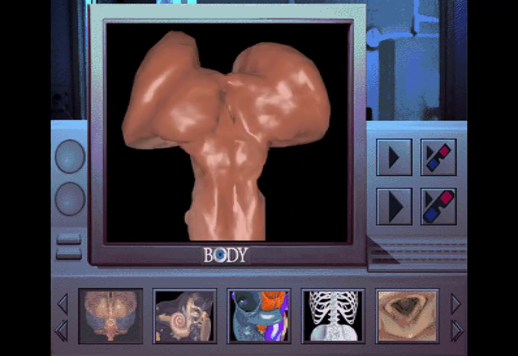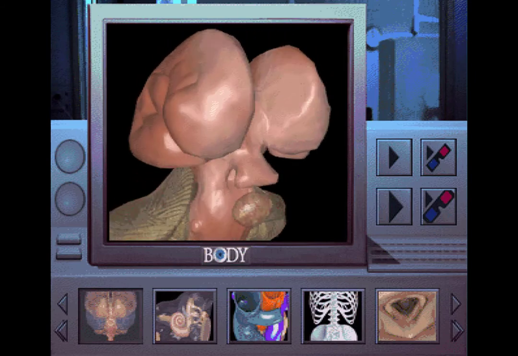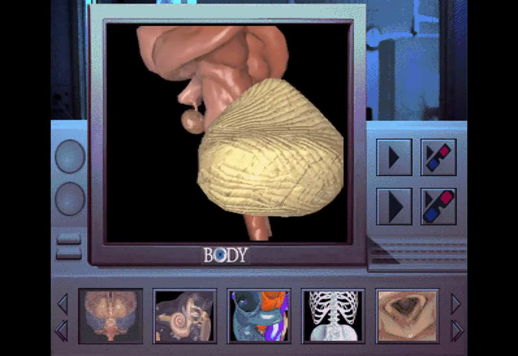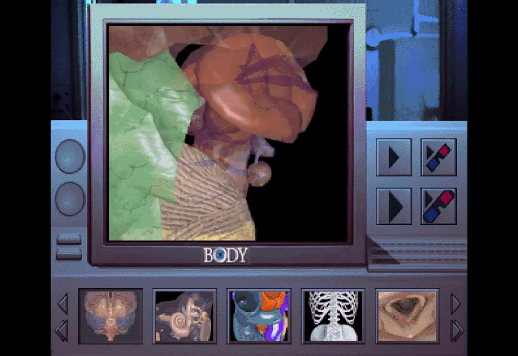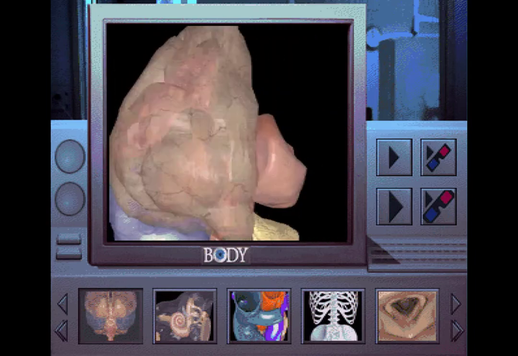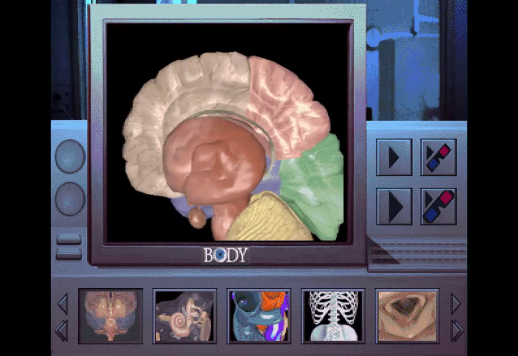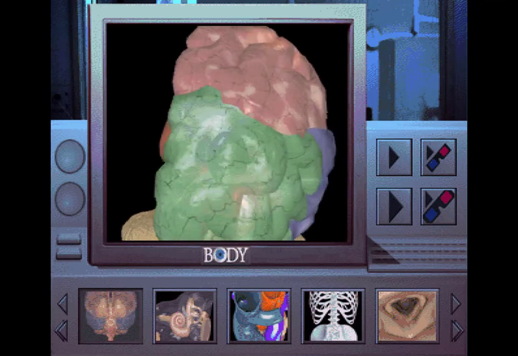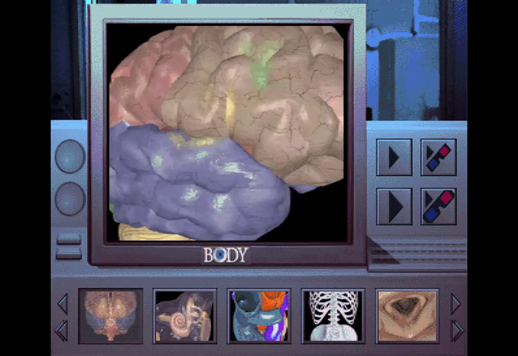Brainstem. Pituitary. Cerebellum. Occipital lobe. Parietal lobe. Temporal lobe. Frontal lobe. Cerebrum.